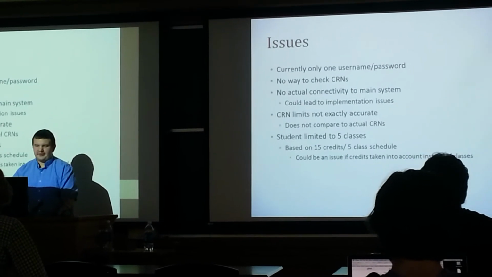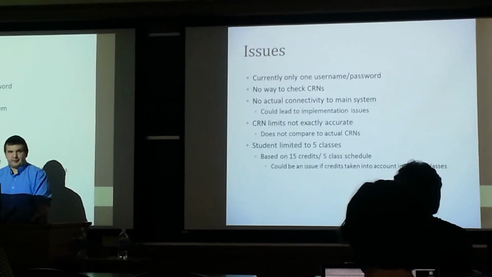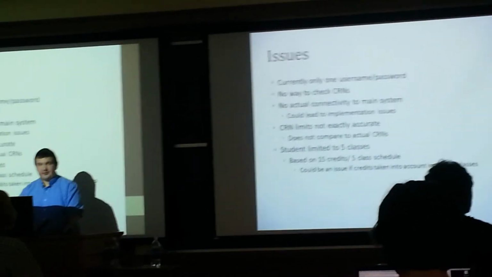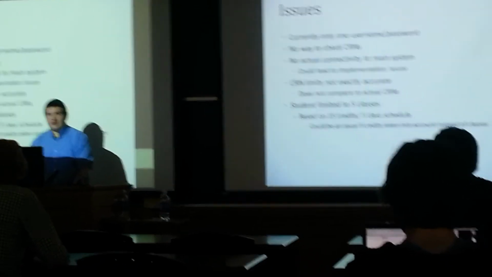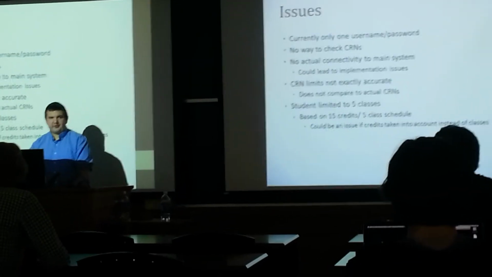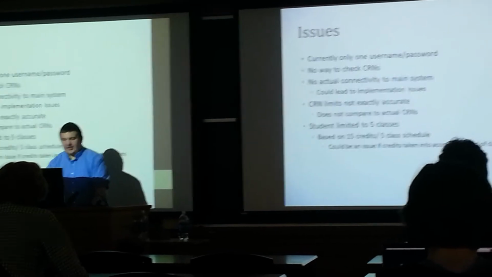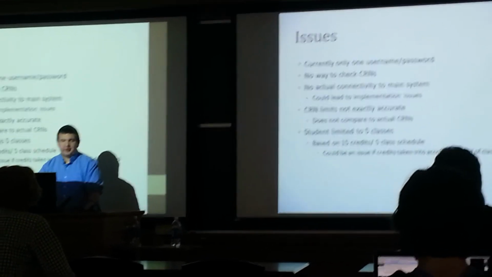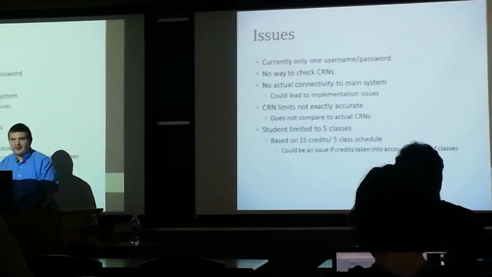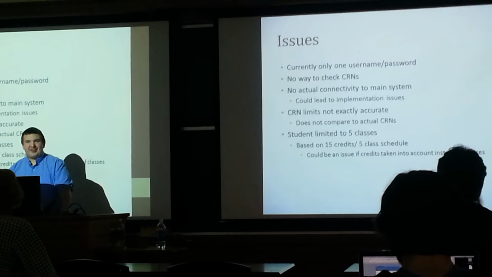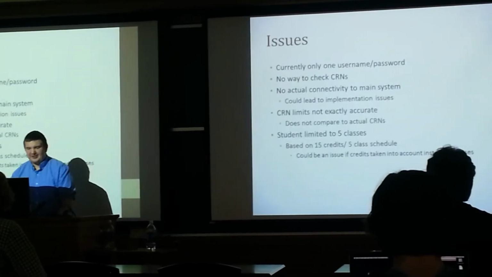CRN limits are not exactly accurate. I don't actually know the CRN limits. I know they can't be more than 5 numbers. I know they can be 4 numbers, or the very first class would probably be 1. I don't know if such a thing exists. I assume they're all based on 5 numbers. And the student is limited to 5 classes. In theory, a person could load up their schedule with like 16 1-credit courses if they really wanted to. I didn't sit there and try to check, but at the same time, it could happen.